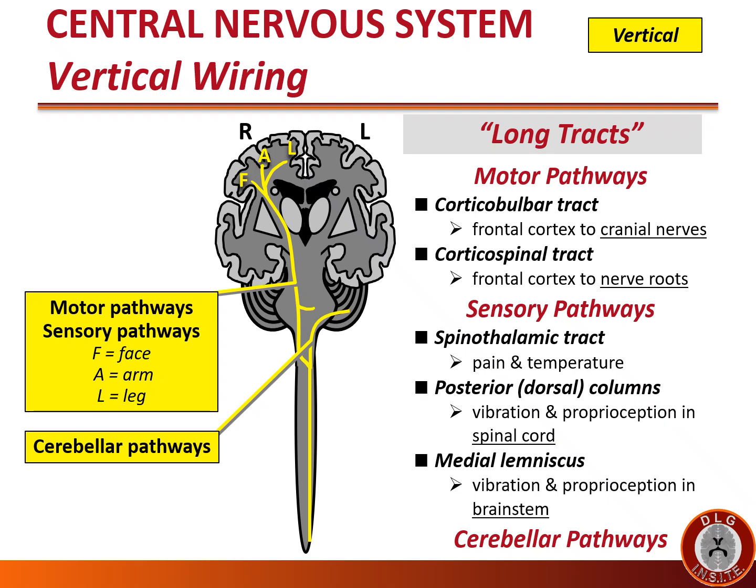Cerebellar pathways are separate, and in general, the cerebellum controls the ipsilateral body. So those pathways connecting the body through the spinal cord and the cerebellum are ipsilateral. They're on the same side.